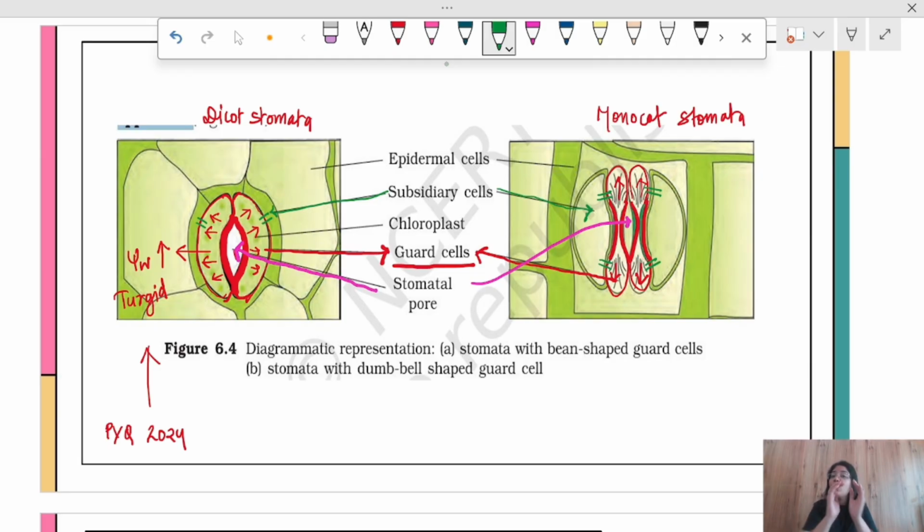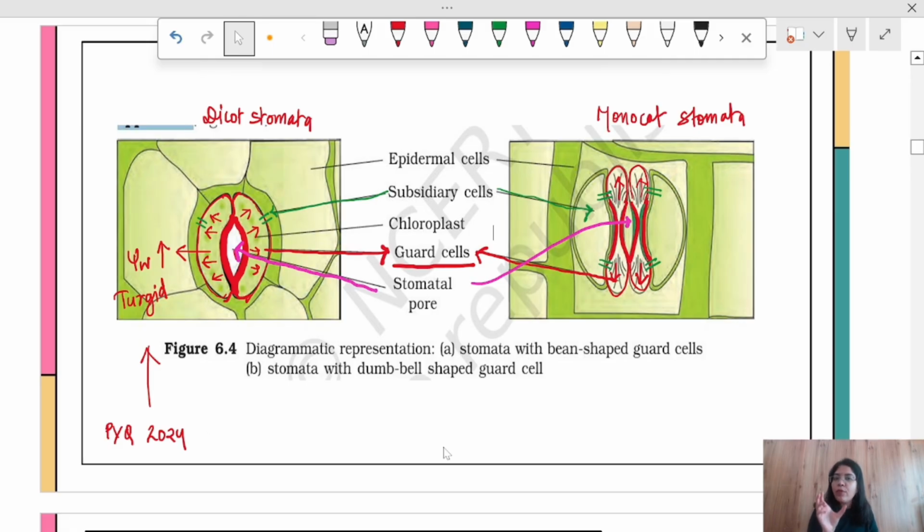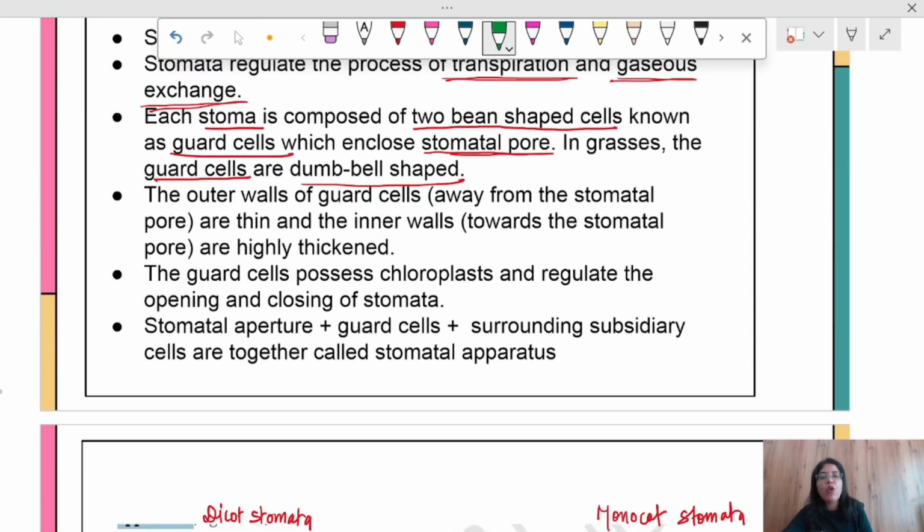Guard cell is enclosing what? Stomatal pore. What is the feature of guard cell? It is made up of cell wall which is cellulosic in nature, but the thickening is not linear or same throughout. The outer walls of the guard cells are thinner and the inner wall is thick. So outer walls of guard cells which are away from the pore, they are thin, and inner walls which are towards the pore, they are highly thickened.